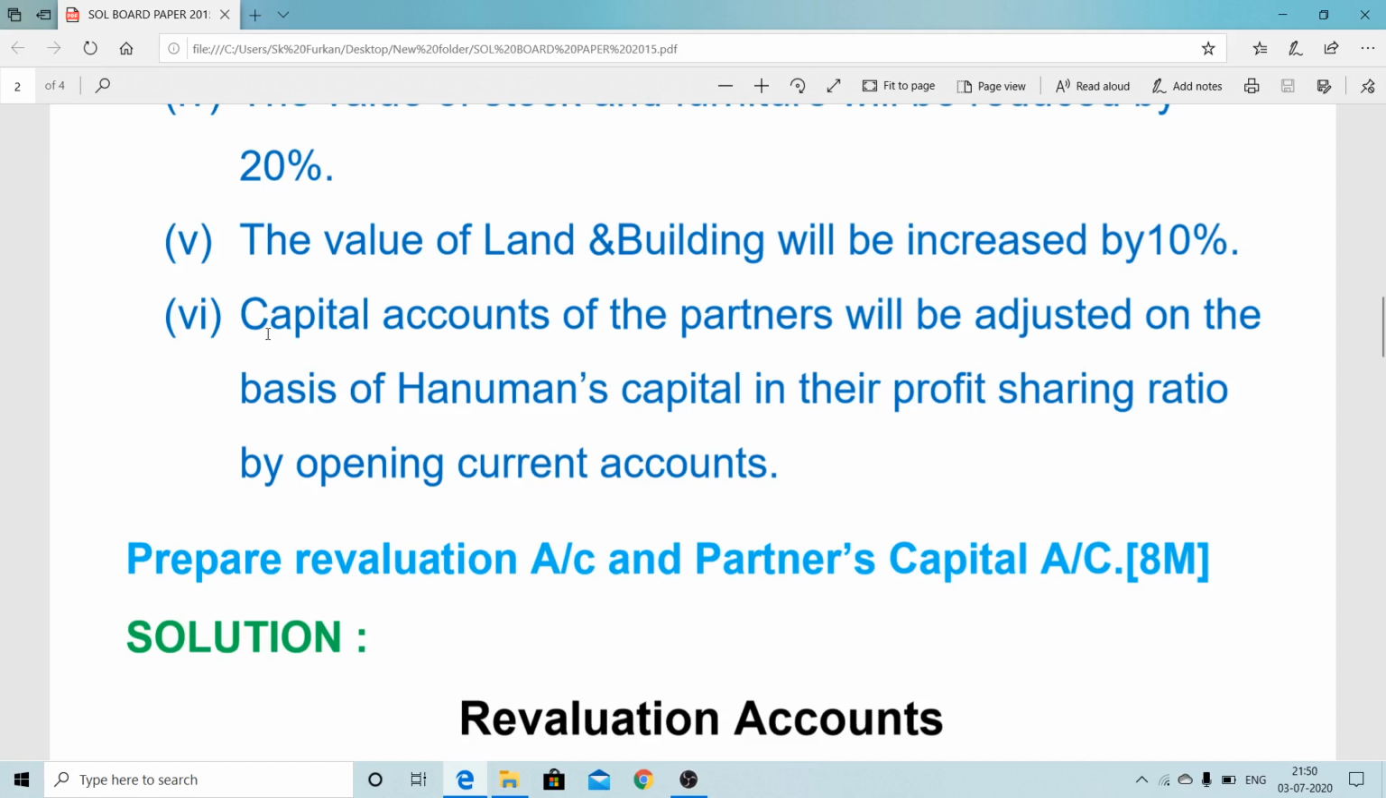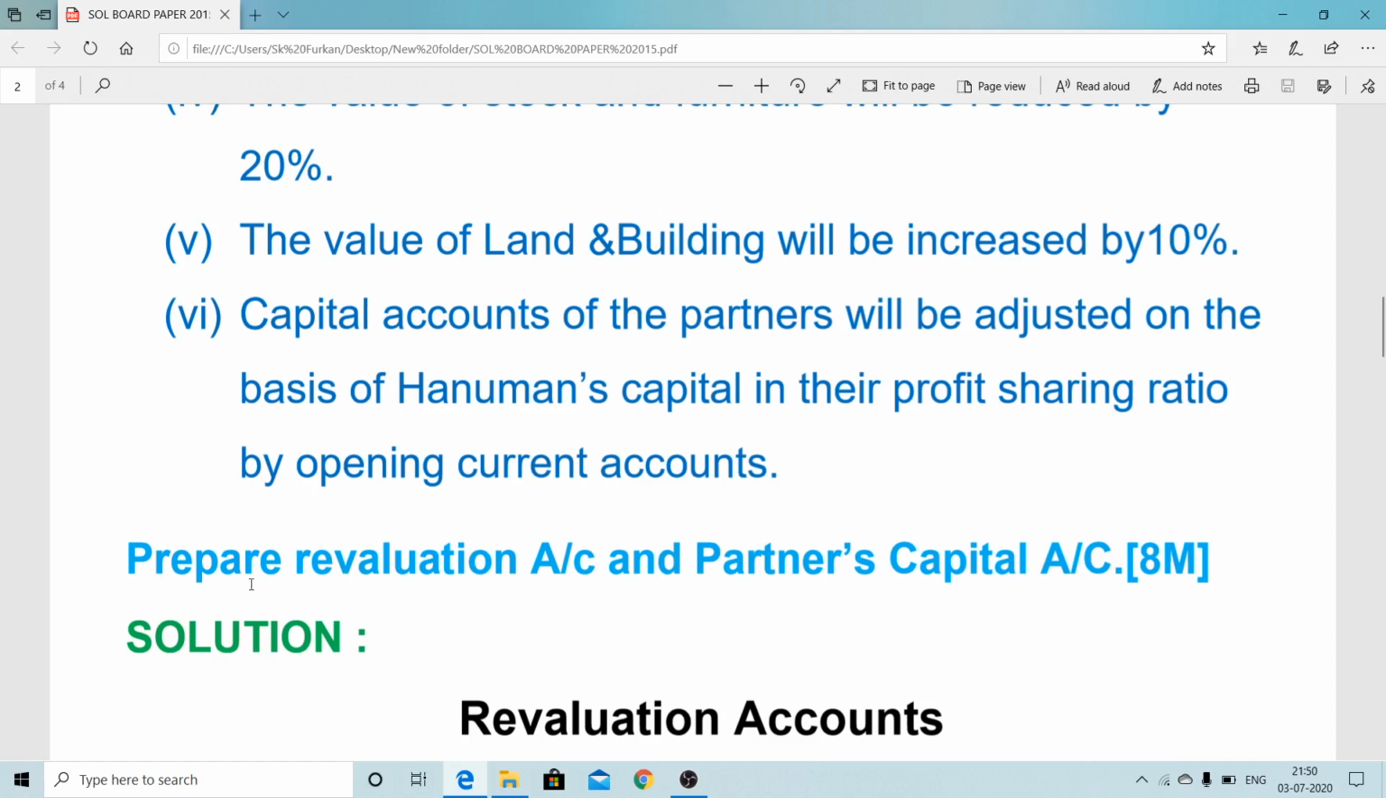Now the last adjustment is that the old partners want to adjust their capital on the basis of the new partner's capital contribution. So here we can prepare one working note to calculate the old partners' capital adjustment. In these cases, a current account has to be opened. The shortfall part, whether surplus or deficit, has to be transferred to the respective current account.